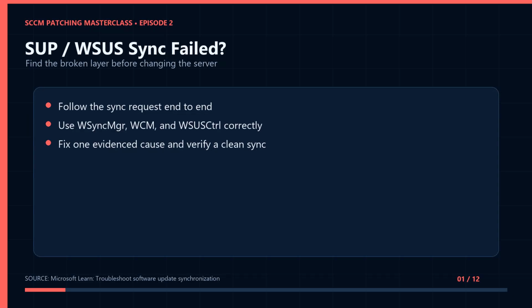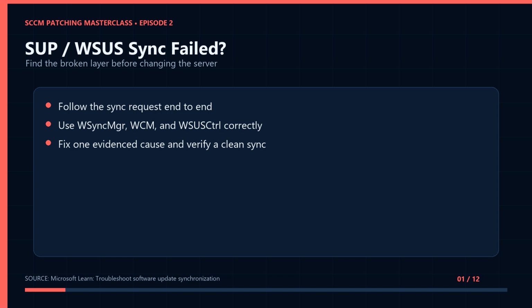Your SCCM software updates are missing, synchronization status is failed, or WSyncMgr says the WSUS server is not configured. This deep dive teaches a safe, repeatable method for software update point and WSUS synchronization failures. We will separate Configuration Manager configuration, site server communication, WSUS health, IIS, proxy, SSL, EULA download, and upstream connectivity.